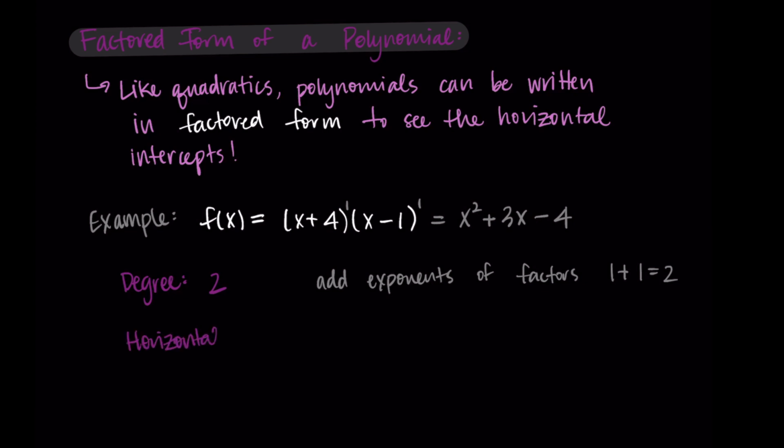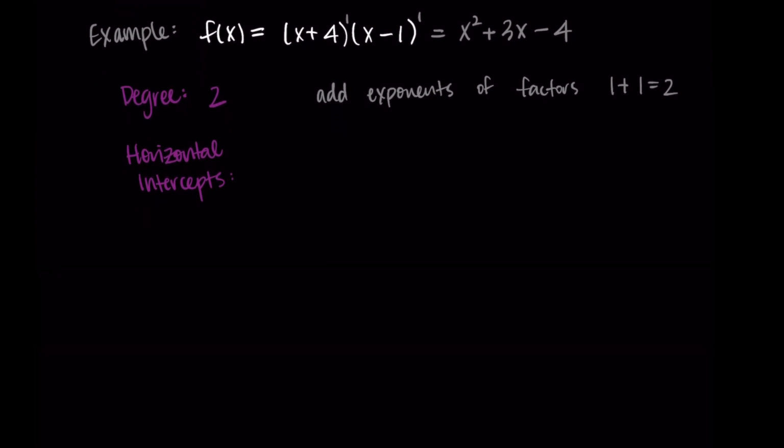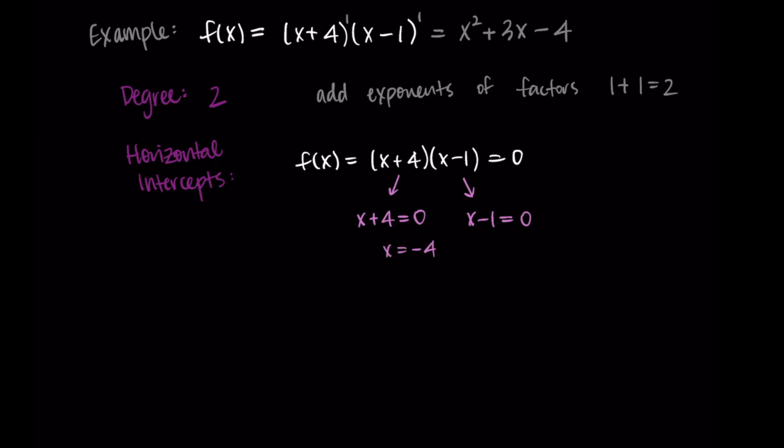Now, for the horizontal intercepts. The horizontal intercepts of a function are where the output is equal to 0. So I'm going to take my function and set it equal to 0. If a bunch of things multiplied together equal 0, one of them has to be 0. So we say either x plus 4 equals 0 or x minus 1 equals 0. Then from each of these, we get our horizontal intercepts. So I get x equals negative 4 and x equals 1. This is exactly the same as we did with quadratic functions. Now we're just using some additional vocabulary.